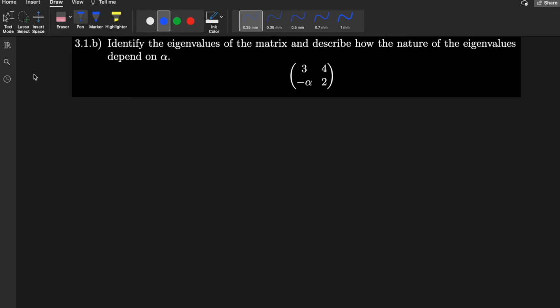We want to find the eigenvalues for this matrix and then find out how these eigenvalues depend on our value of alpha. Okay, so let's say this is our matrix A. If we want to find our eigenvalue, we want to solve the matrix equation Av equals lambda v, where lambda is our eigenvalue.